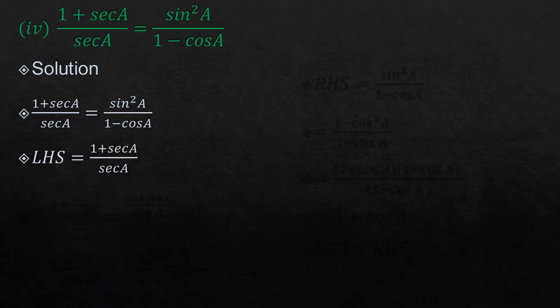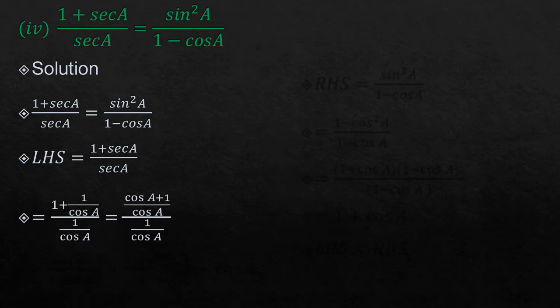So first we will solve the left hand side, that is 1 plus secant a upon secant a. Secant a will be changed to cos a. So we get 1 plus 1 upon cos a. Right, see here, watch this carefully. How do we write it? 1 plus, in place of secant a you write 1 upon cos a, upon, again in place of secant a write 1 upon cos a. Again, by solving, in the upper part the LCM is cos a, so you get cos a plus 1 upon cos a, upon 1 upon cos a.